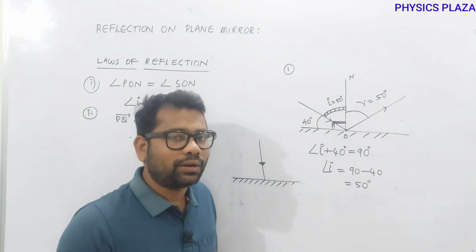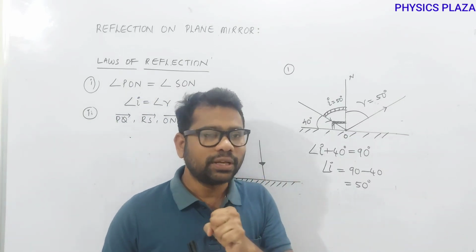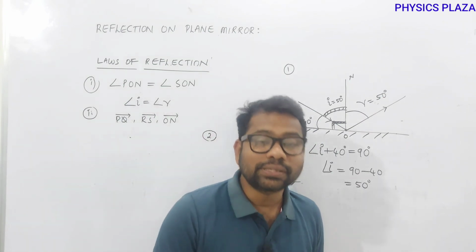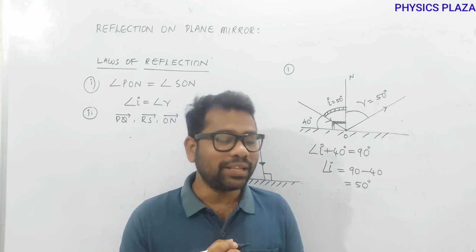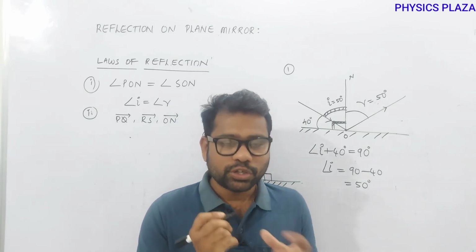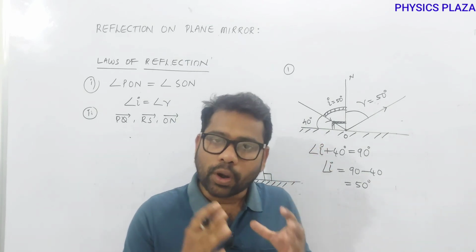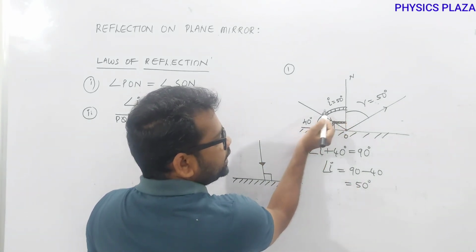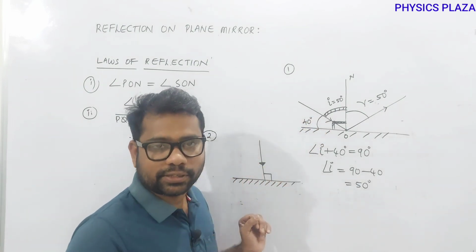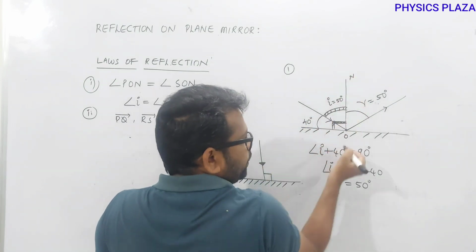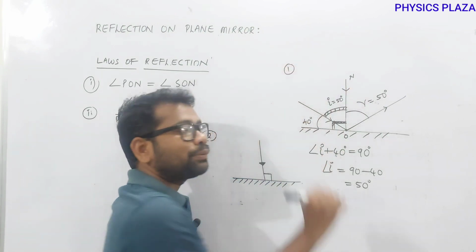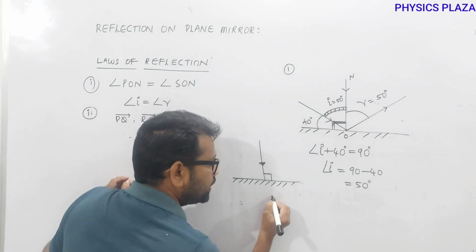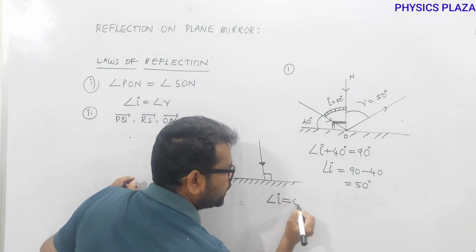Many children may get confused. They may think, sir, it is perpendicular, so it means 90. They may write angle of incidence as 90 degrees. No, it is wrong. It is not 90 degrees. Children, let us recall once again. What is the angle of incidence? The angle between normal and incident ray is called angle of incidence. But in this case, the light ray is also coming along the normal only. So there is no angle, which means the angle of incidence is 0 degrees.